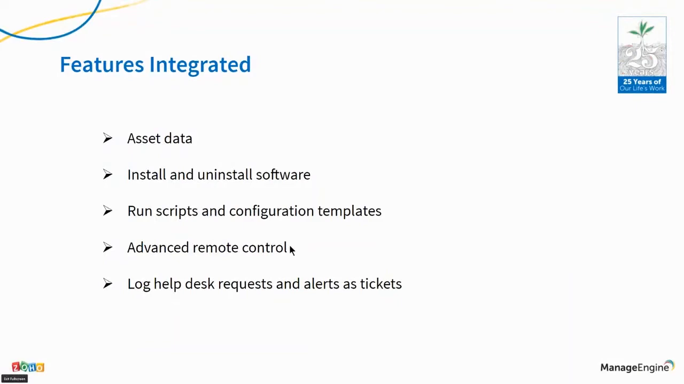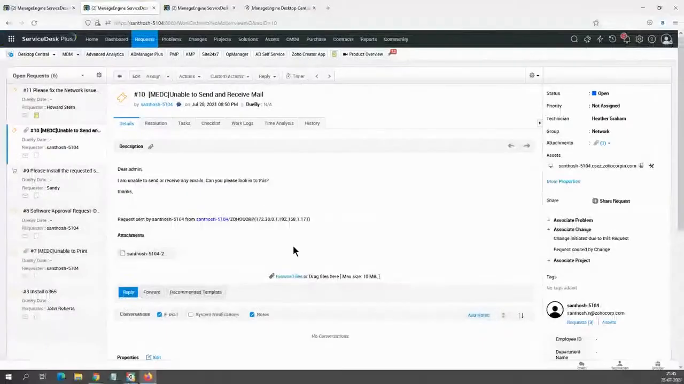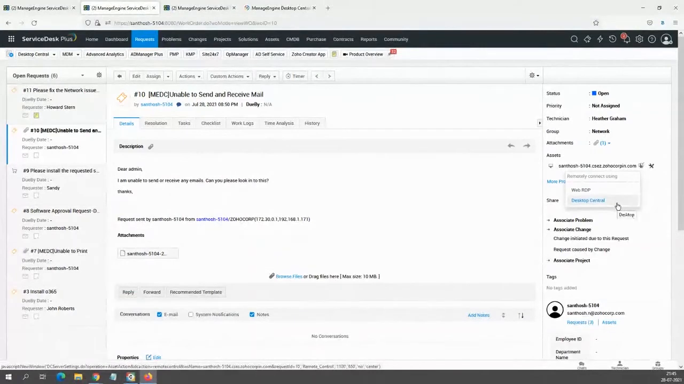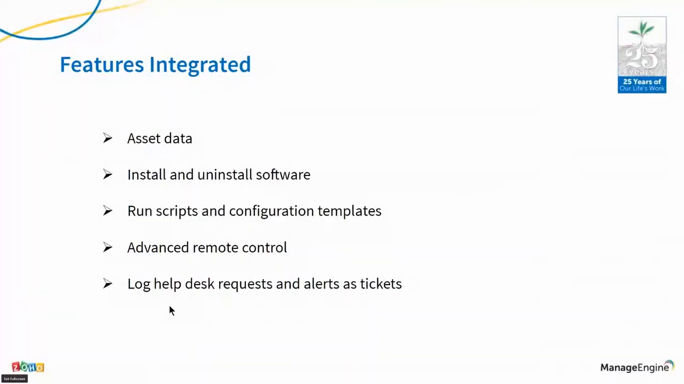Advanced remote control is also available. So when you have a ticket like this, and say for example you would like to initiate a remote control, all I have to do is click on that, and I can initiate remote control right out of this. We'll talk about this in a while. And also logging help desk requests. Whenever they want to raise a request and alerts, they can easily do it if they have the Desktop Central agent.